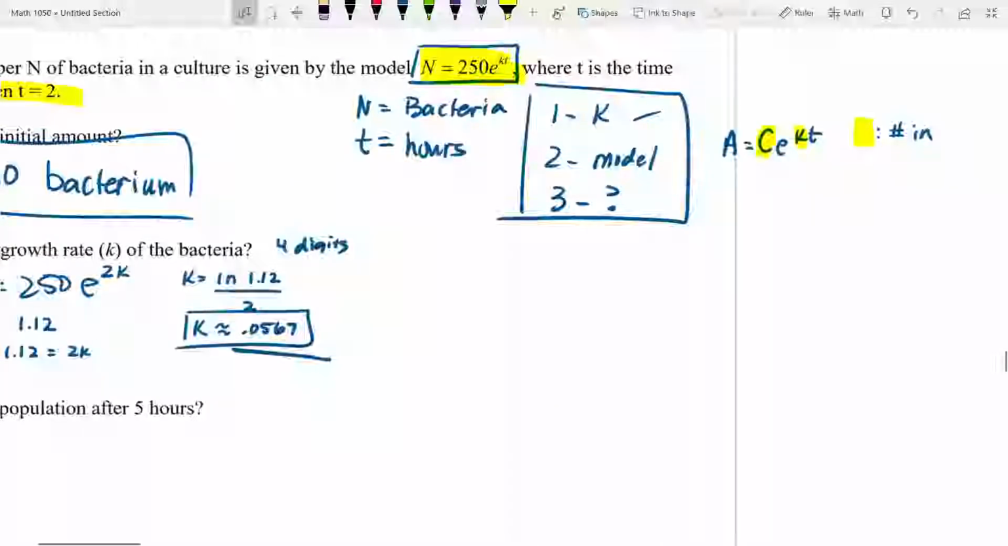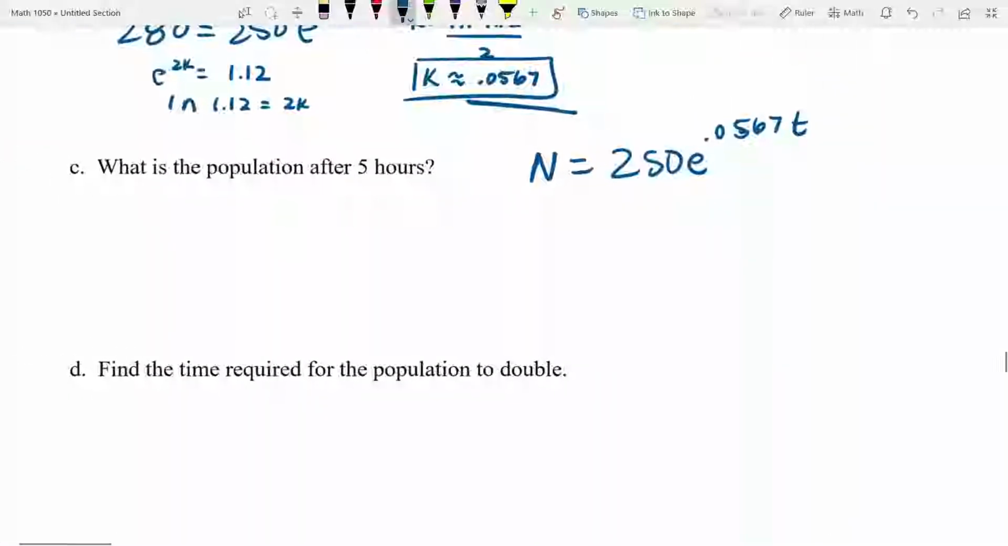Now let's make our model. Everybody put down n equals, we'll just go with how they have it, n equals 250 e to the 0.0567 times t. That's my model. Now I'm back to the original problem. Now it's easy. If you didn't store that value of k in, please do that right now.